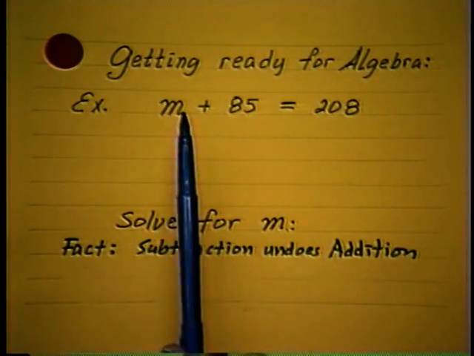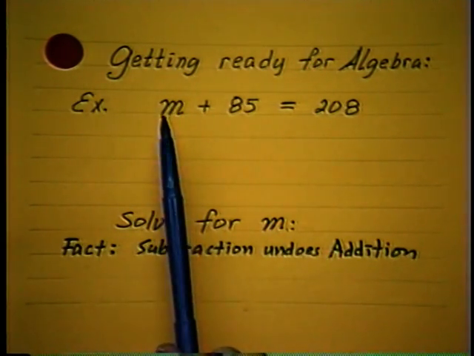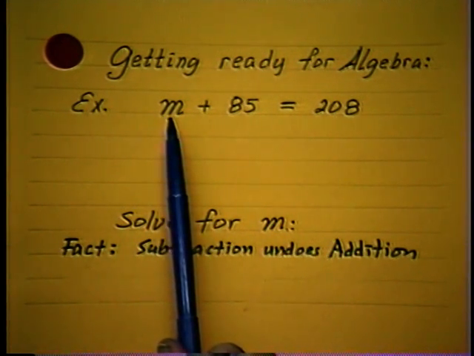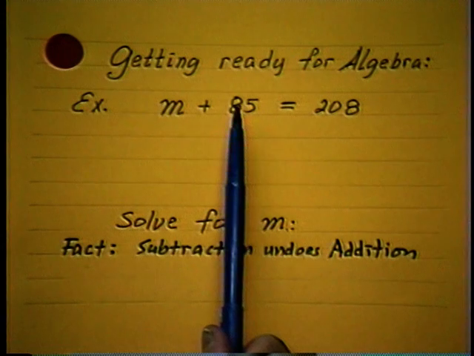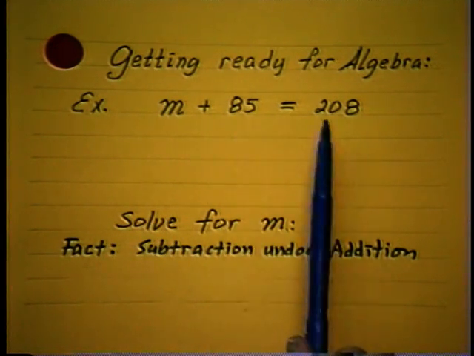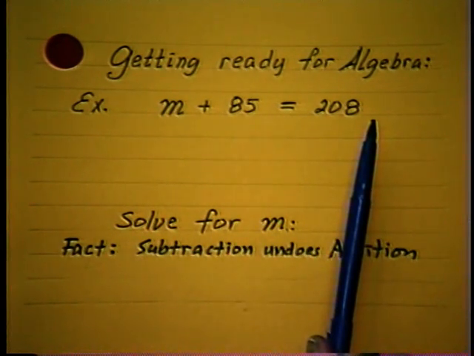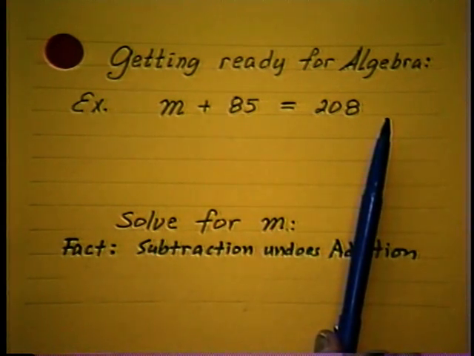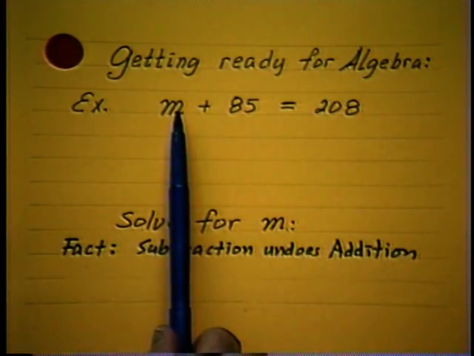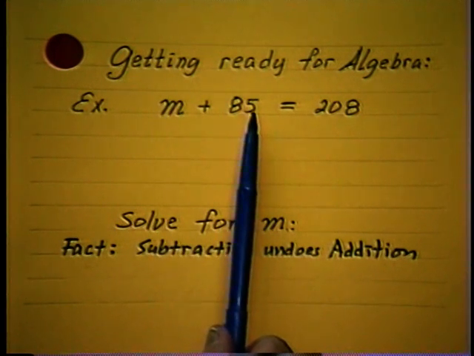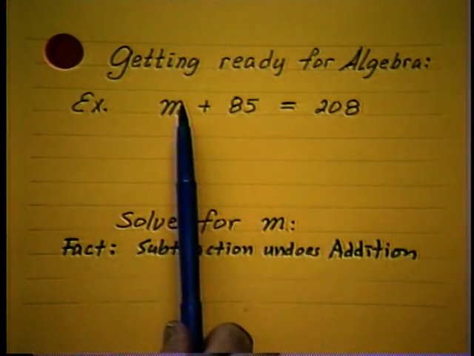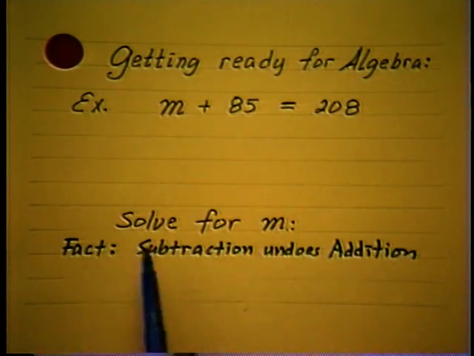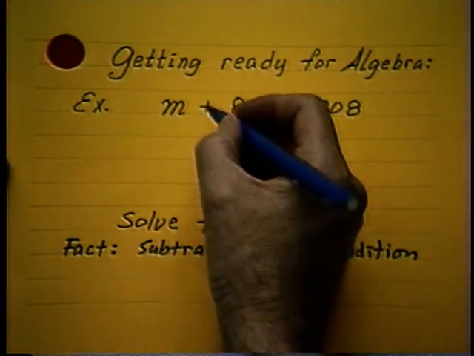Reading this equation, it says I have some number. Now remember, a variable is simply a math way of saying some number. If I were to add to it $85, I'd have $208, using dollars to help us think. How much did I have to begin with? Well, if I added $85 to get back where I was, I have to subtract $85. So that's our fact. Subtraction undoes addition.